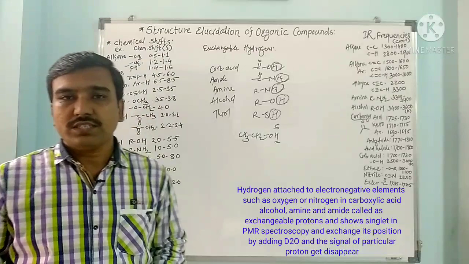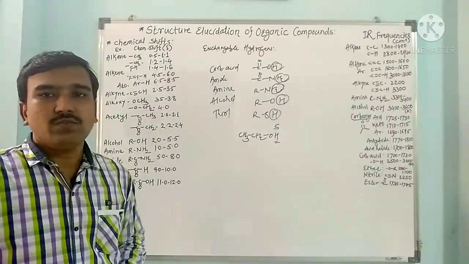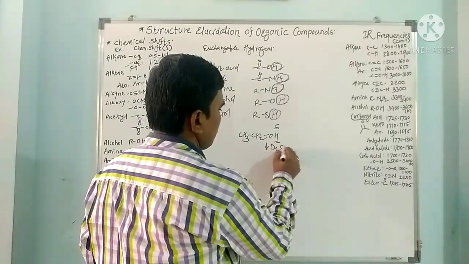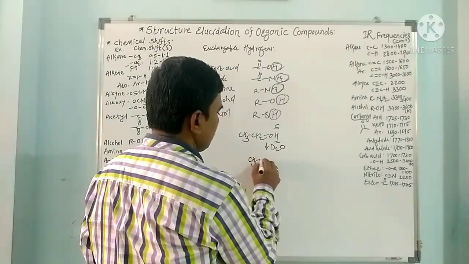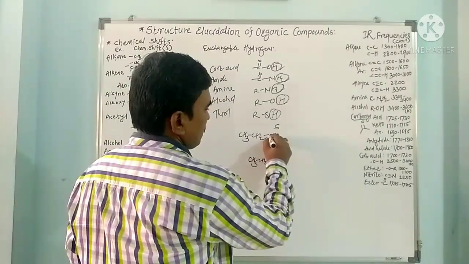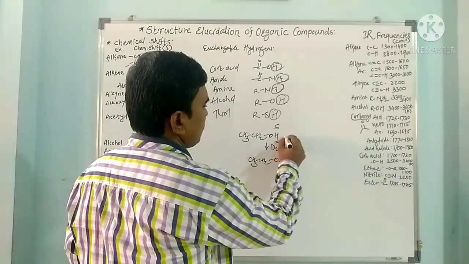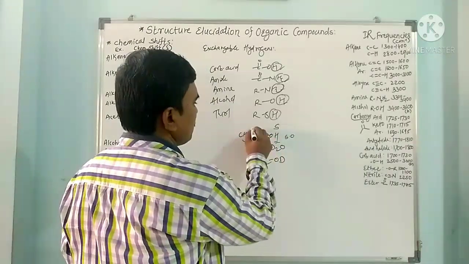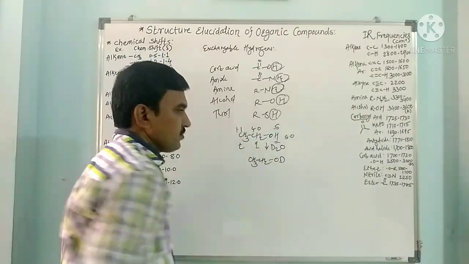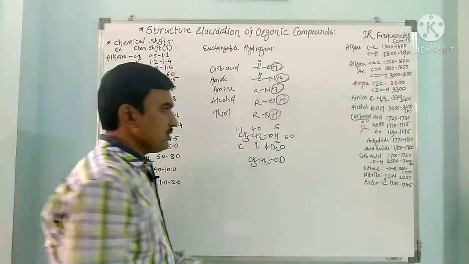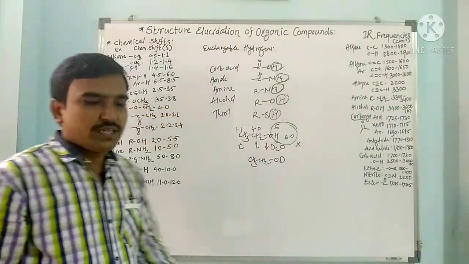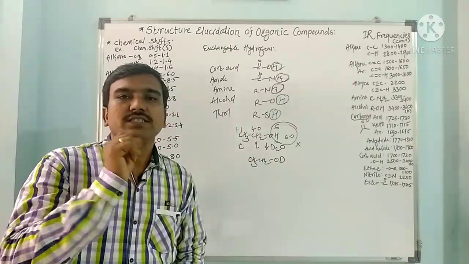Why are these protons called D2O exchangeable protons? When we add deuterated water, the proton is immediately replaced by deuterium, so we get CH3CH2OD. The signal of this hydroxyl is at around 5.0, the CH2 is at 4.0 as a quartet, and the CH3 is a triplet at around 1.1. When we add deuterated water, the singlet at 5.0 is lost. So we can say that the compound contains an exchangeable hydrogen.